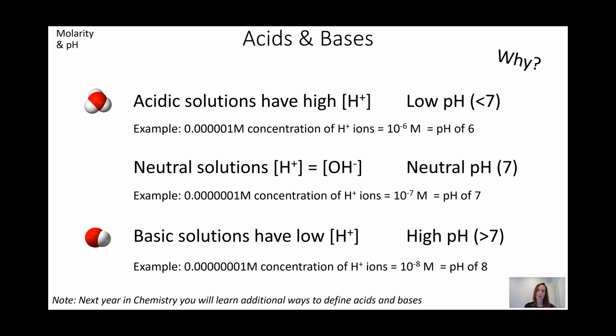So that's why those pH values seem backwards, right? It's why a high concentration of hydrogen ions results in a low pH. It's because of that log function. If you can think about it as the negative value of the exponent, that might help you understand why on the pH scale smaller numbers are acidic and larger numbers are basic.